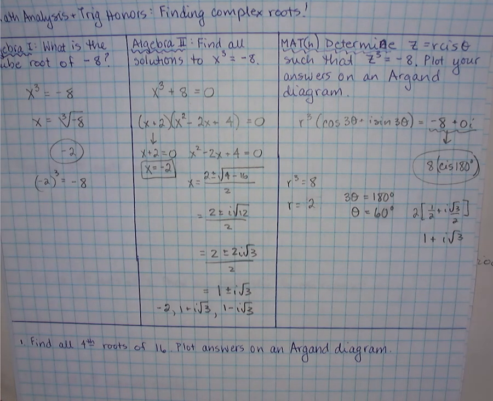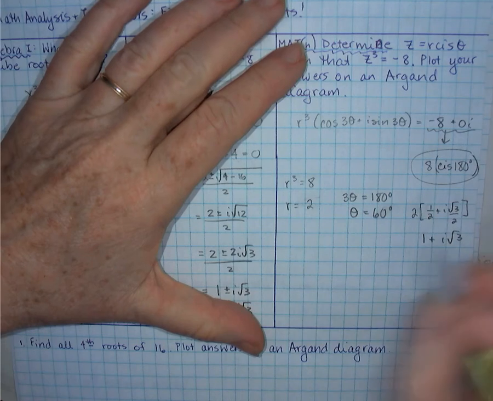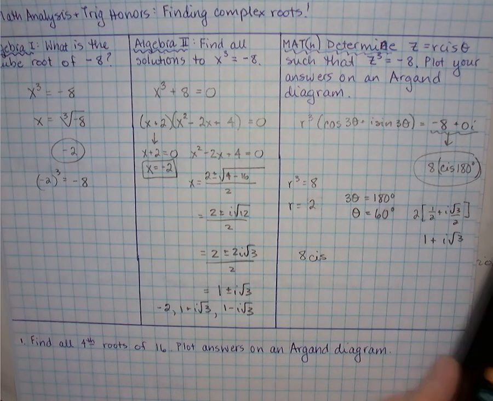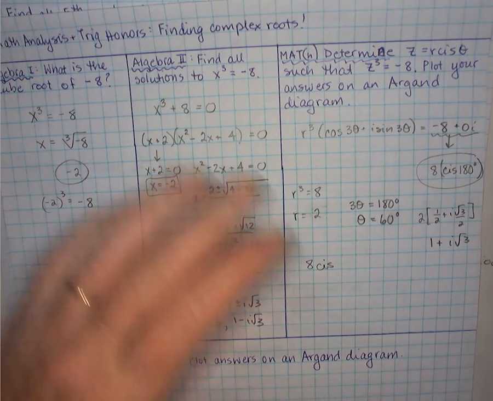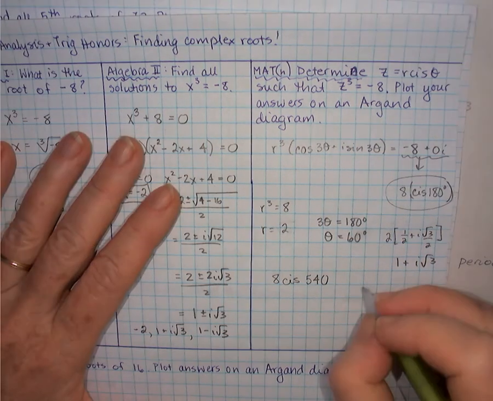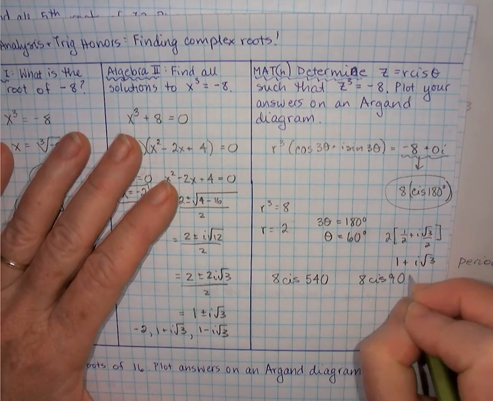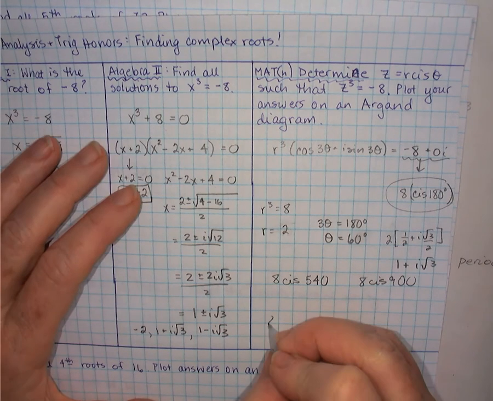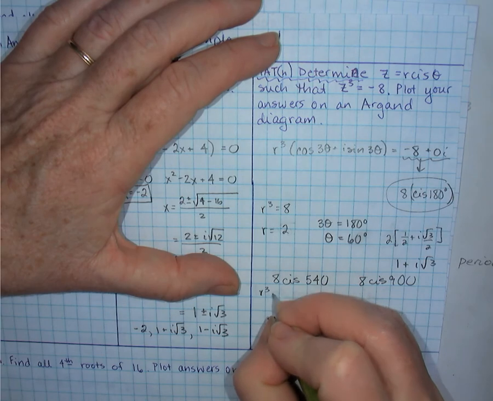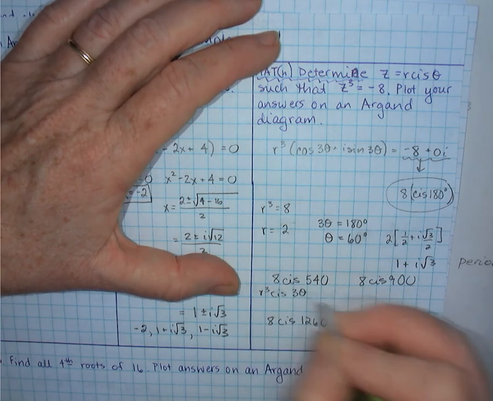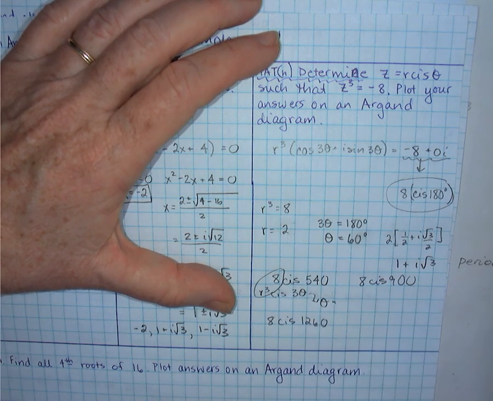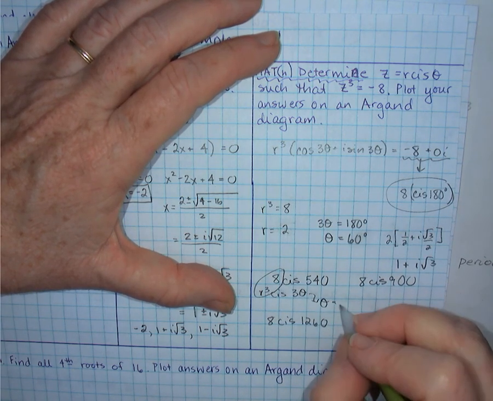So another option is that we could have had 8 cis, well, 180 plus 360 would have been 540. Or we could have had 8 cis 900. Or we could have had 8 cis 1260. In which case, if this is r cubed cis 3 theta, then r is still going to be 2, but in this case, theta is going to be 540 divided by 3, which is 180.